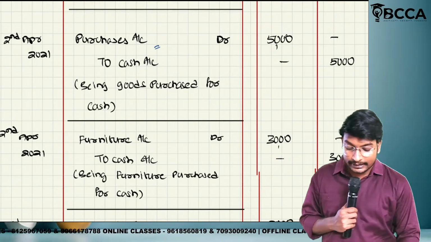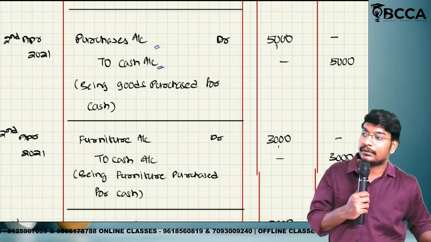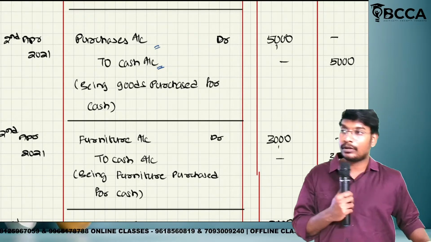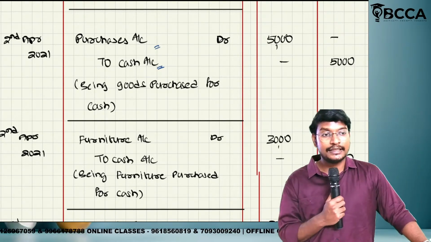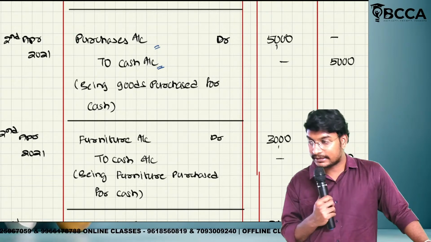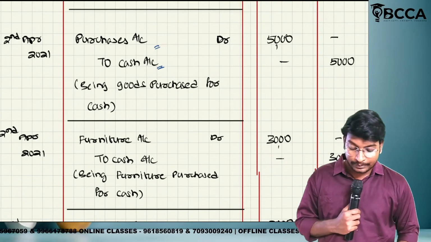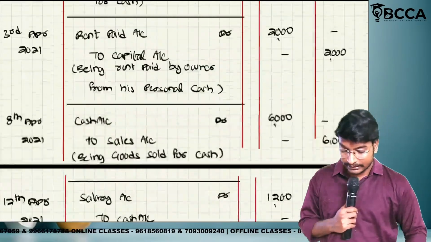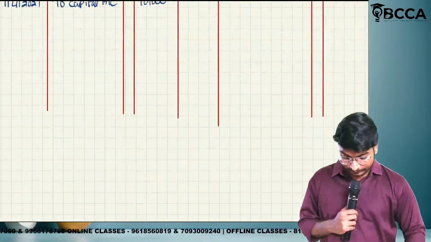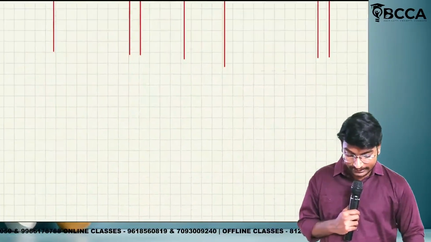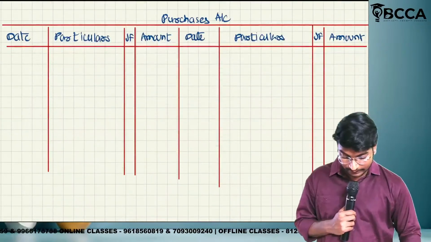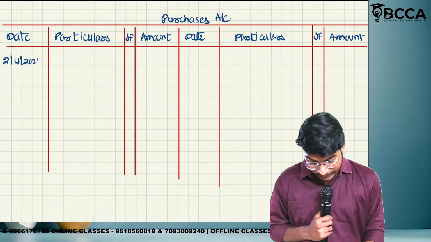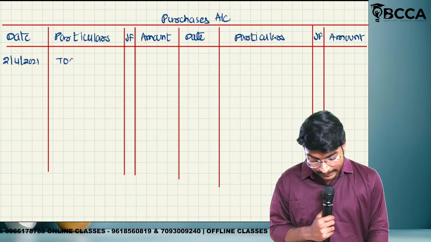5,000. In the cash account, we have to record on which side? Credit side. By the name called what? By purchases account. How much? 5,000. We have clearly discussed this in the initial classes itself. So purchase account to cash account, and in cash account, by purchase account. What is the date? 2nd April 2021. 2nd April 2021, to cash account.